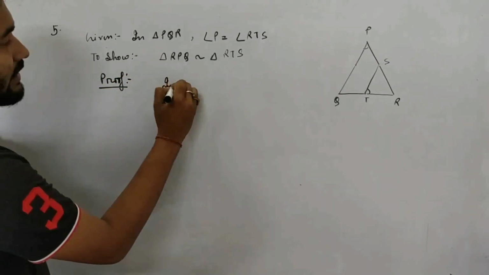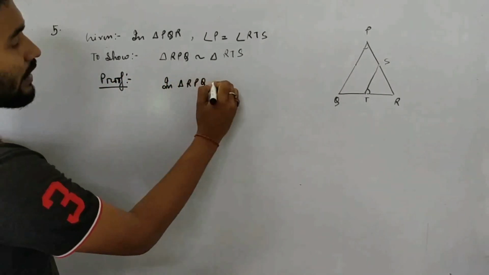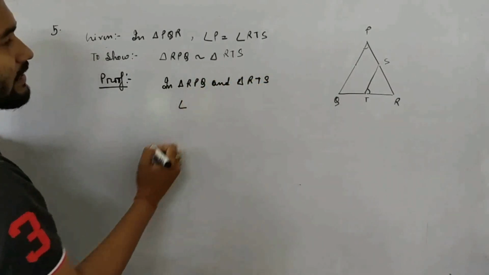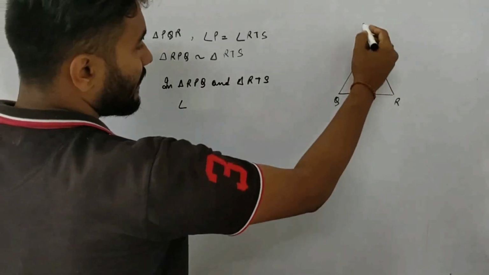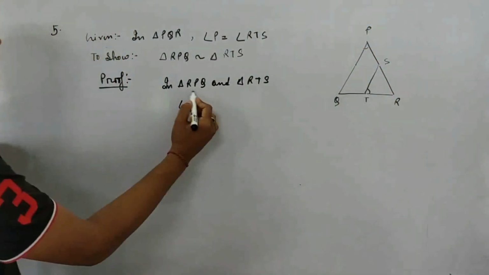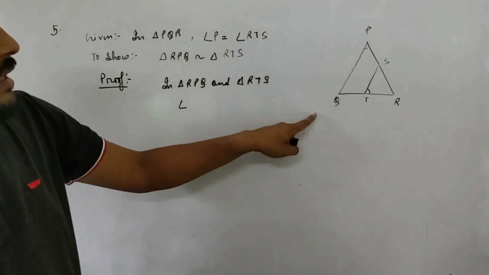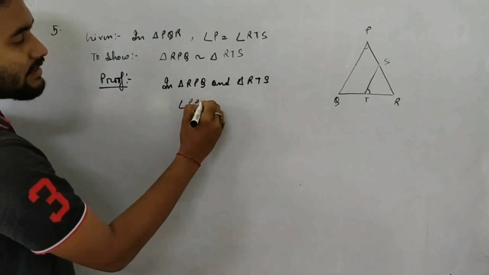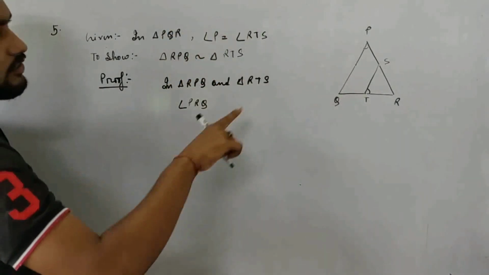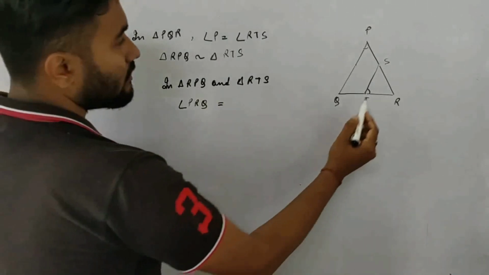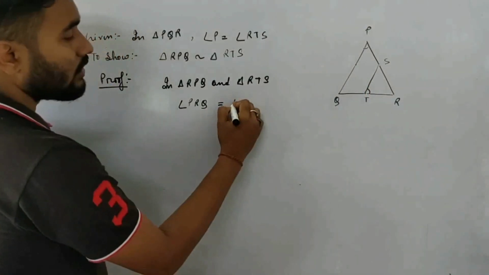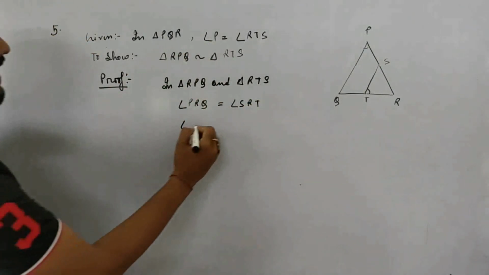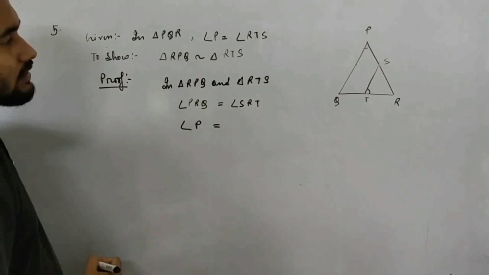Directly consider triangle RPQ and triangle RTS. We can say what? See, the first triangle is which one? RPQ, the bigger triangle. Okay, so what will be the name of this angle? You can say that angle PRQ will be equal to angle what? SRT. Okay, SRT. Next, obviously, angle P will be equal to what?